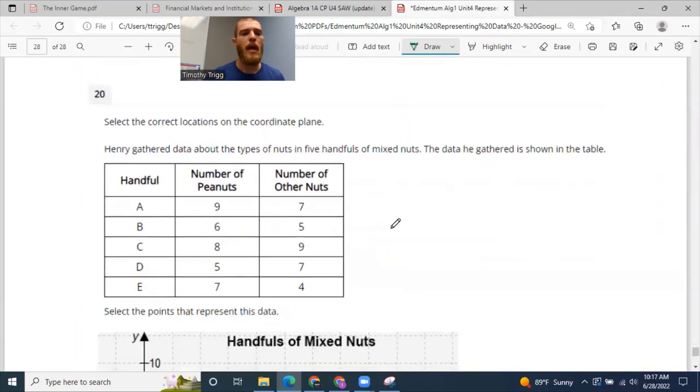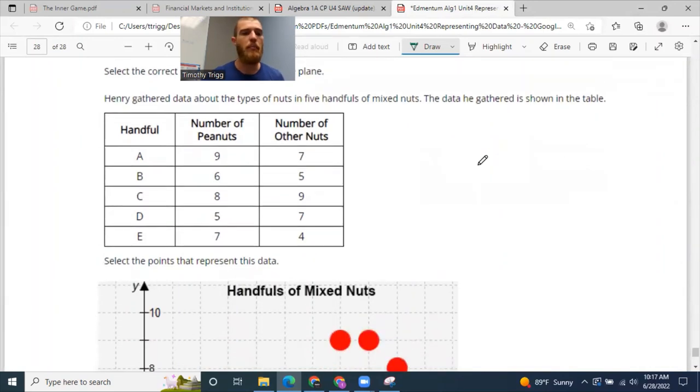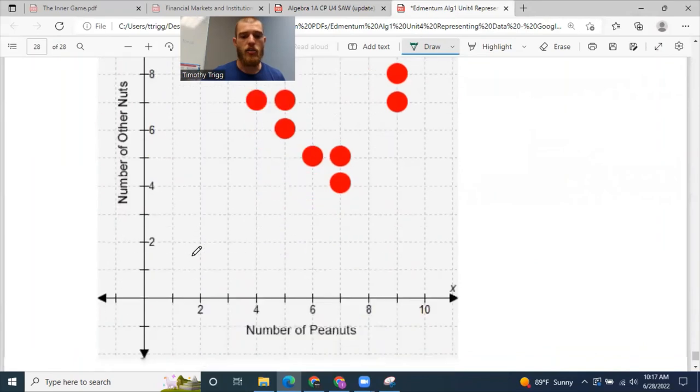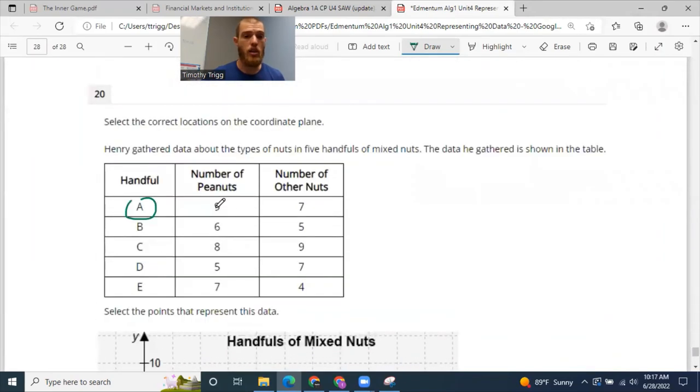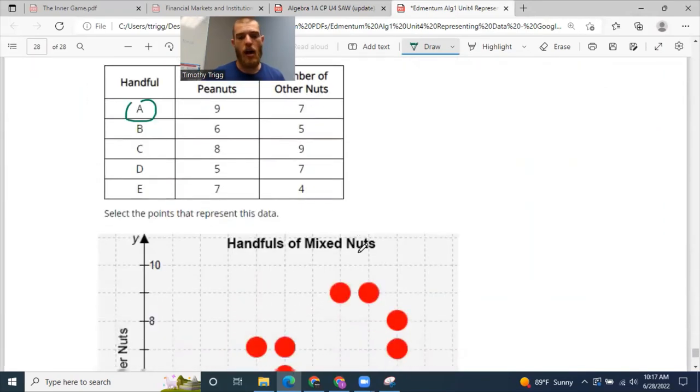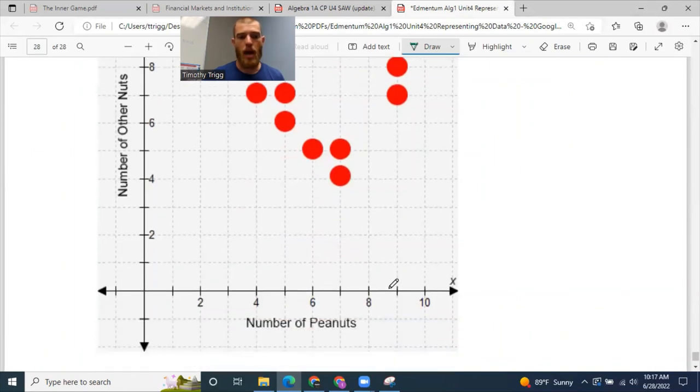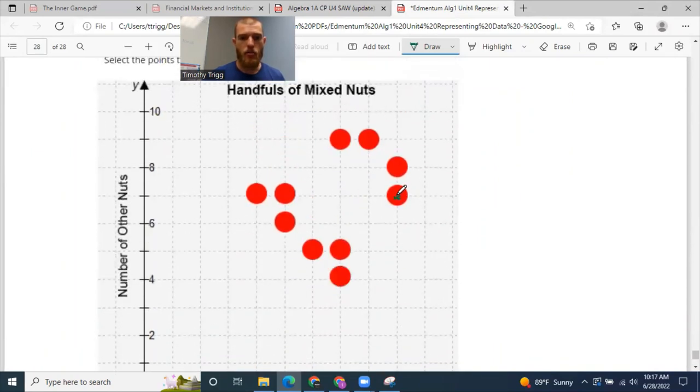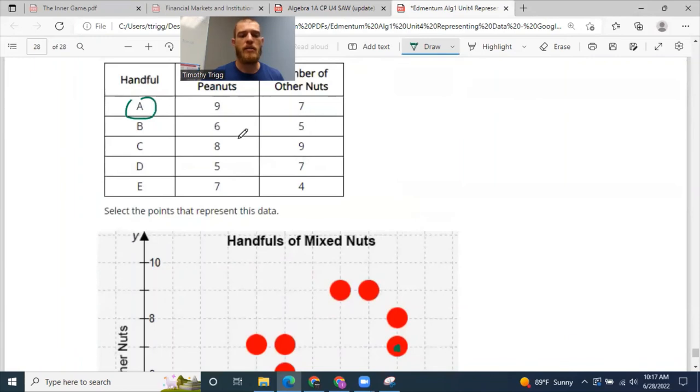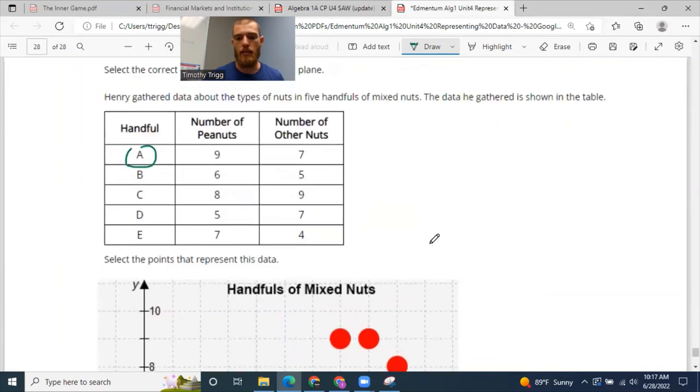Last question. Henry gathered data about the types of nuts in 5 handfuls of mixed nuts. The data he gathered is shown on the table. So in handful A, the number of peanuts, 9, the number of other nuts, 7. Select the points in the data. So you just want to select the points that he shows here. So the first point is 9, 7. So you'd click that point, and then you'd click the rest of these points there, point B, C, D, and E. Okay, so that's it for this one.